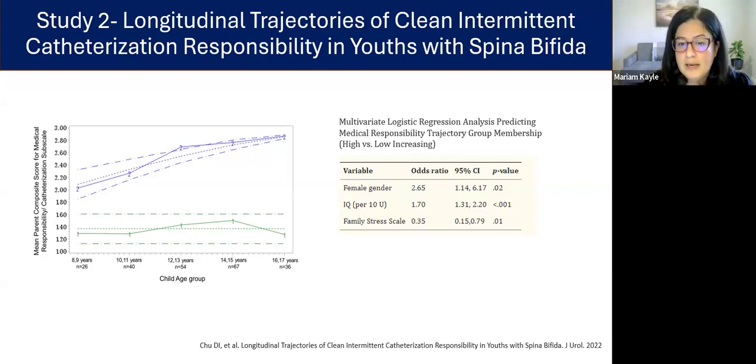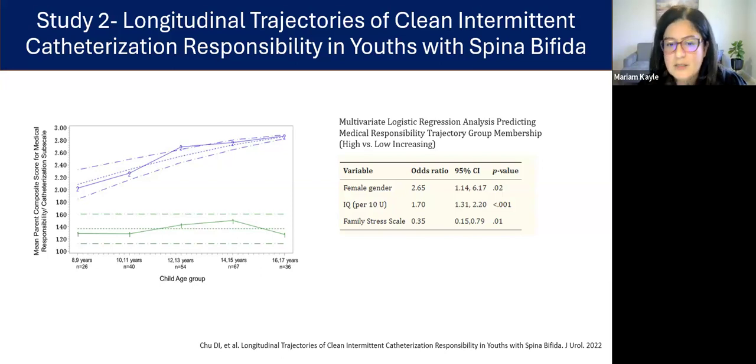Females were more likely to be in the high independence group. And the family stress scale is, the higher scores indicate higher stress. So the less stressed the family is, the more likely that the patient will end up being in the high independent catheterization group. So those are some of the variables that we found to be significant.